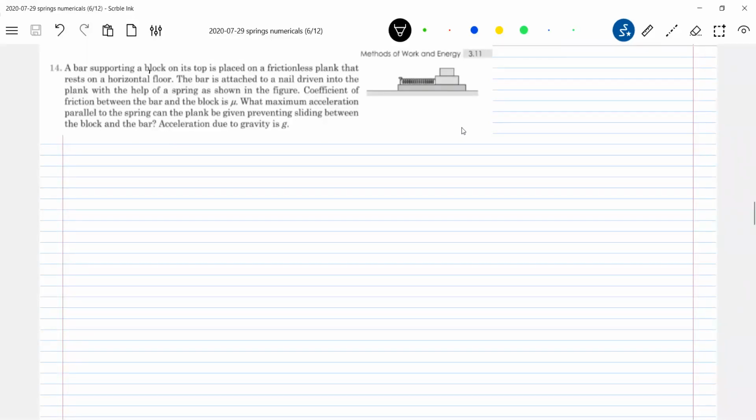First, there's a block in one. Acceleration of plank given. So let me write it. What is the mass of the plank with the help of friction? Coefficient of friction between the bar and the block is mu. What maximum acceleration parallel to the spring can the block be given? So he has not given anything. So let me write mass of the blocks be m1. Next, this is m2, and this is the plank.